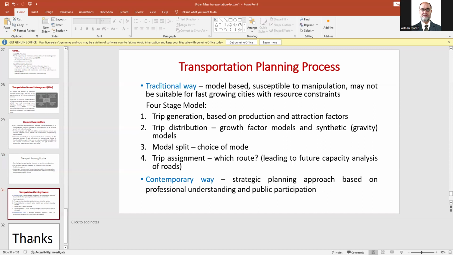For example, trip generation means how trips are generated, what makes people travel. And then the distribution: where the trips will be distributed and how in future this travel will increase. What mode will be used in the urban mass transportation system? You use train, you use bus, or you use your personal vehicle, or you walk. This is the modal split. And what route you take is the trip assignment.